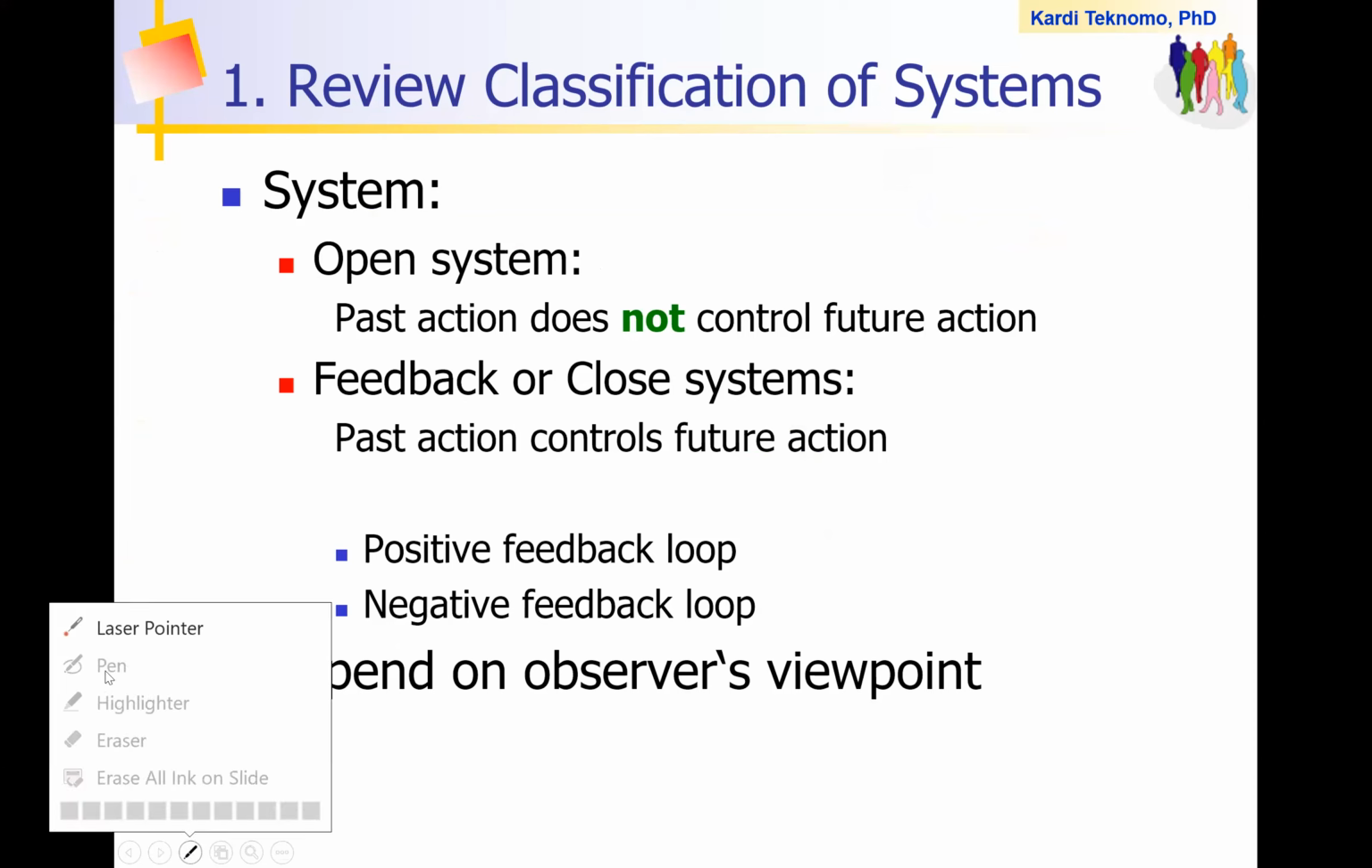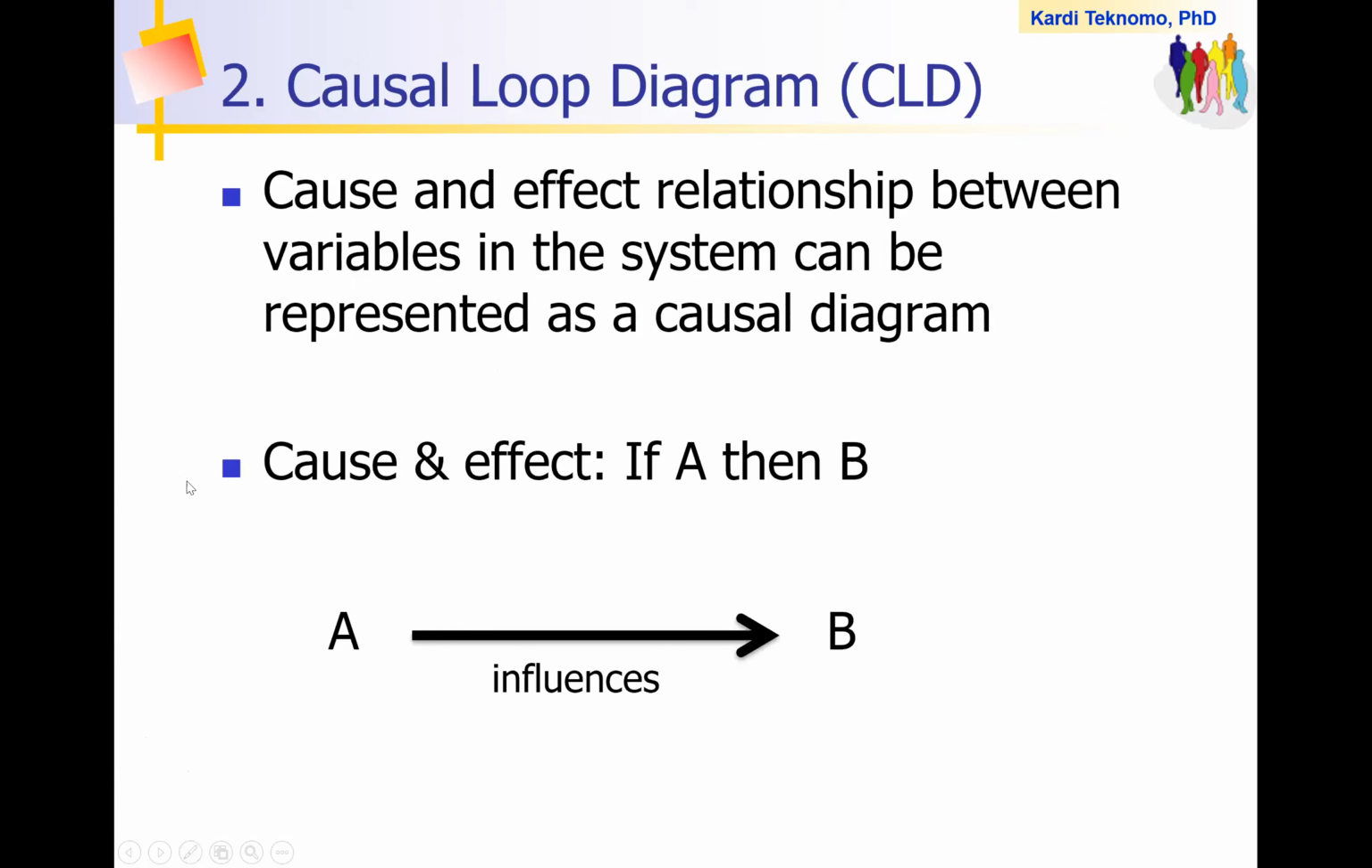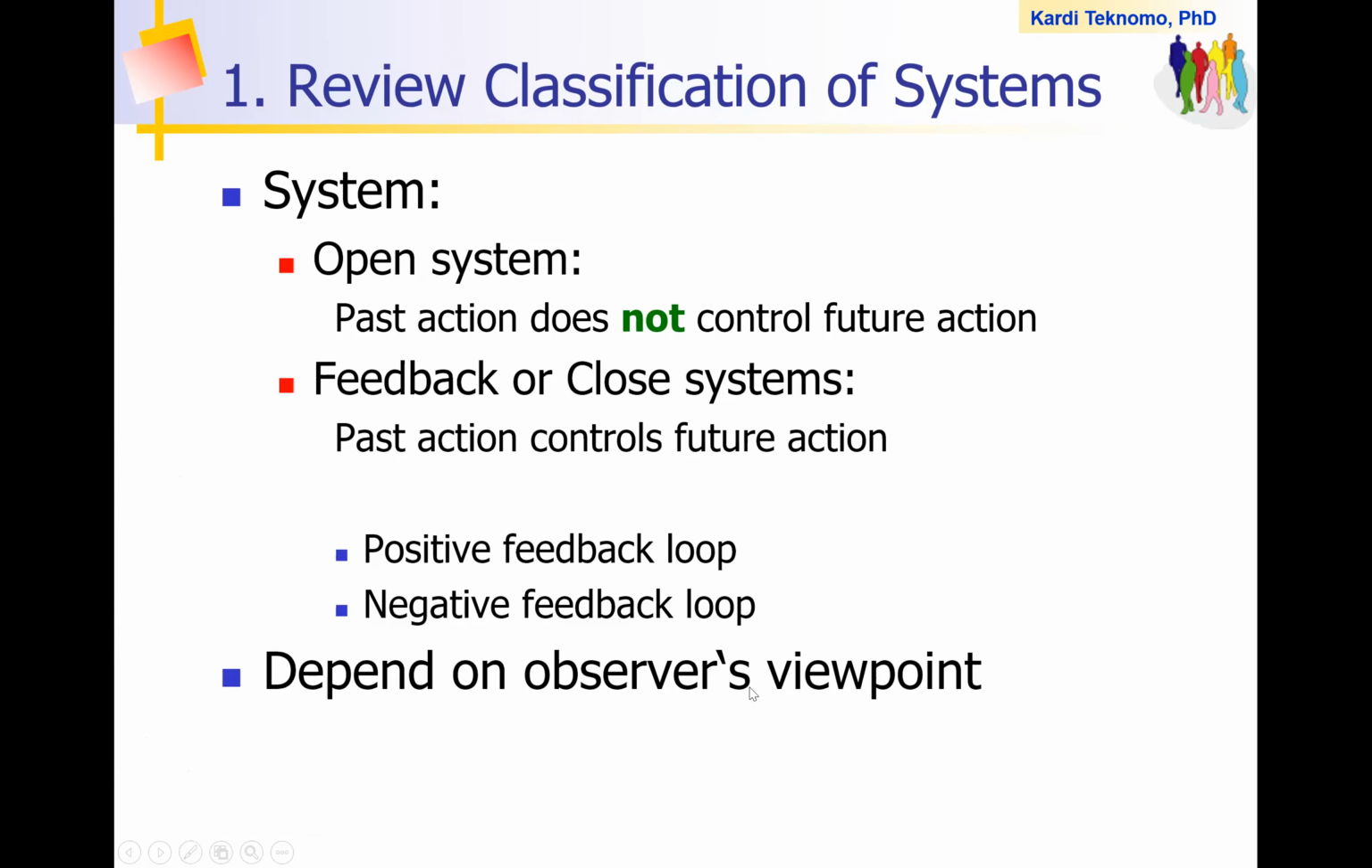Now, if you want to develop a real system, then of course you need to develop what is called a closed system or feedback system, where the past action will control the future action. So in here we have positive feedback loop and negative feedback loop, and how you design the system depends on the observer's point of view. This is the one we discussed last meeting, so this is a review.